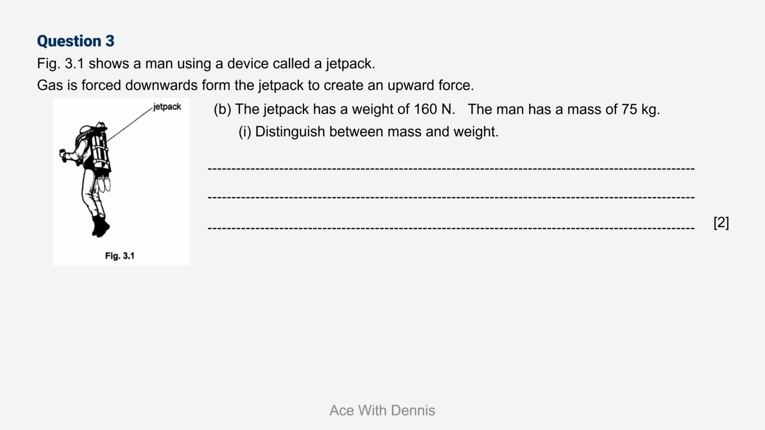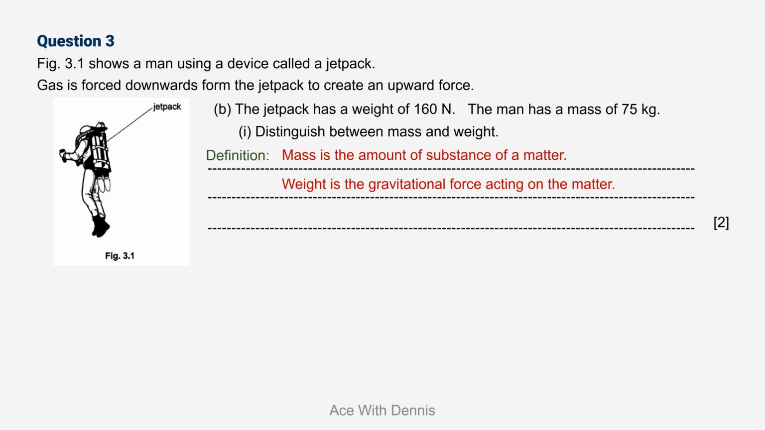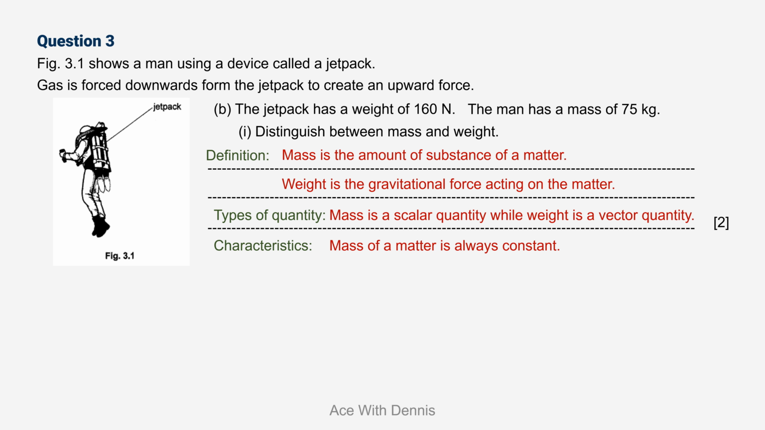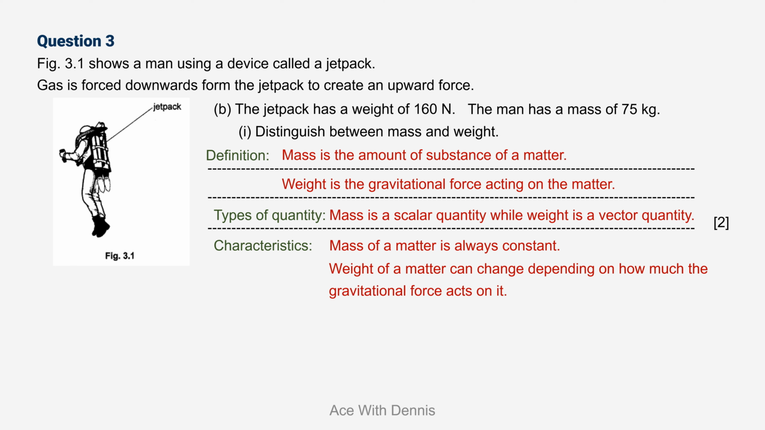Now we can talk about the definition. The definition for mass is the amount of substance of a matter, while the weight is the gravitational force acting on the matter. We also can talk about the types of quantity. The mass is a scalar quantity, while the weight is a vector quantity. We also can talk about the characteristics. The mass of a matter is always constant, while the weight of a matter can change depending on how much gravitational force is acting on it. Since this is a 2-mark question, maybe you can just mention 2 differences between the mass and the weight.